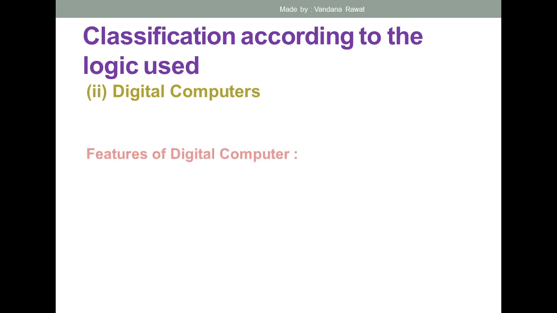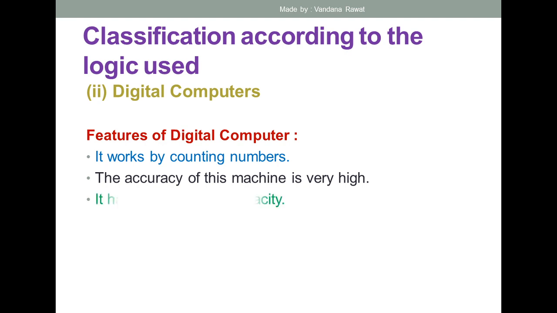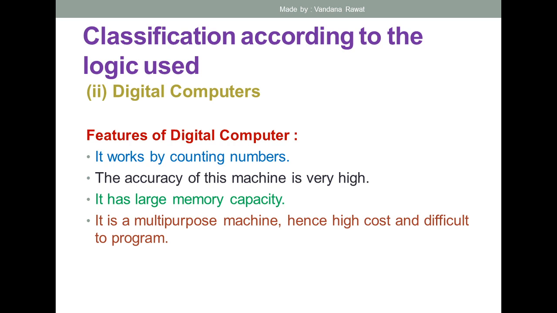In the case of digital computers, we have some features also. It works by counting the numbers, as you are saying that it is one kind of digital computer. The accuracy of this machine is very high, and it has large memory capacity. It is a multi-purpose machine, hence the cost is very high and it is very difficult to program. Because these types of computers can perform different tasks, that is why it is very difficult to program. Then it is versatile in nature. So this was all about the digital computer.